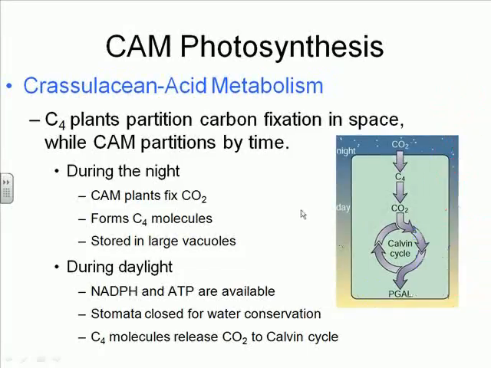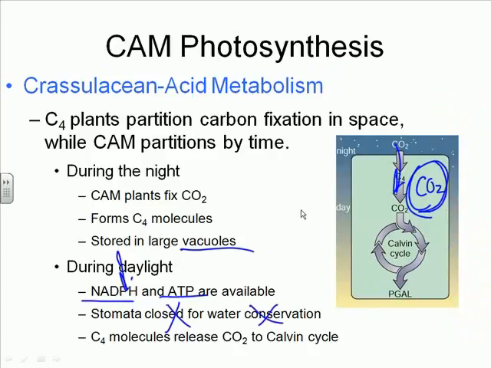So what it's going to have to do is bring carbon dioxide in and store it. It's going to store it inside of a large vacuole. Then during the day, when sunlight comes in and energizes my electrons, I will make my two products, shut down my stomata so I don't lose water, and then at night continue on with the Calvin cycle. Very good for hot, arid, desert-like regions.